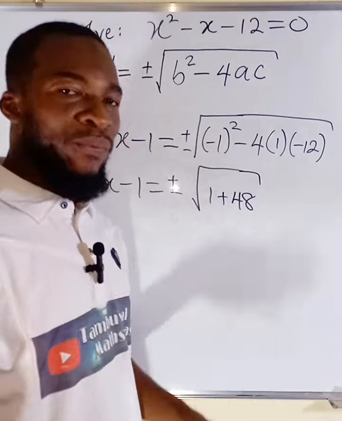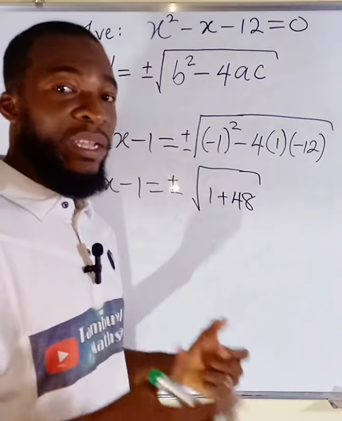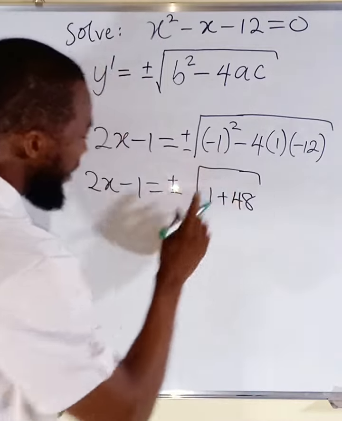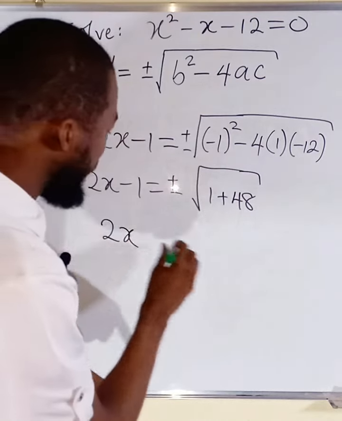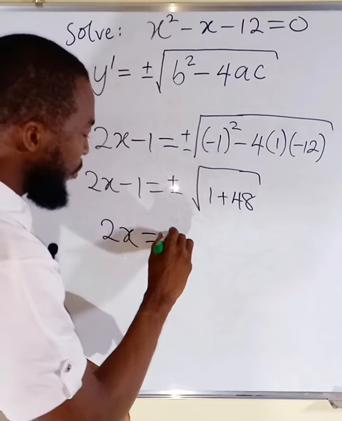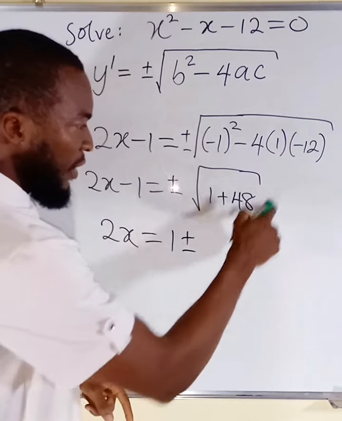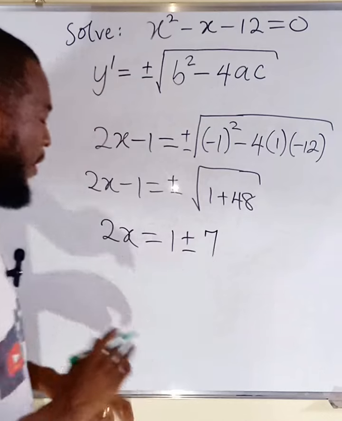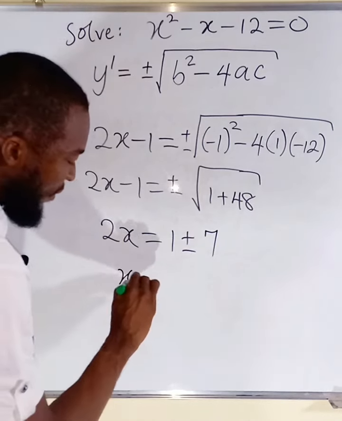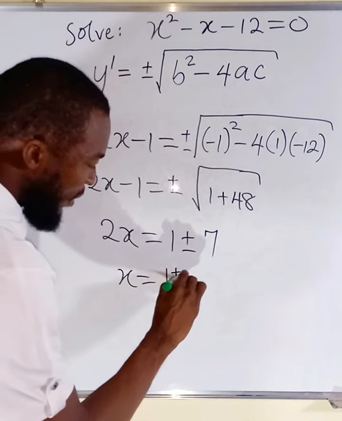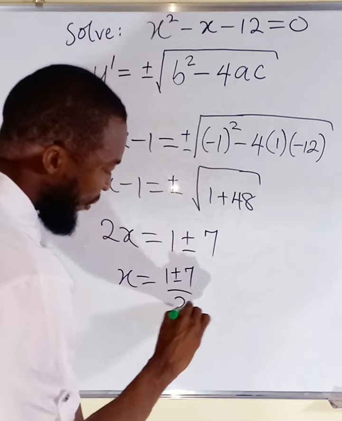1 plus 48 is 49, and the square root of 49 is 7. So everything here is 7. We have 2x, let me take this negative one to the right hand side. It is going to become positive 1, then plus or minus, this is already 7. So from here we can divide both sides by 2. Finally, x is equal to 1 plus or minus 7 divided by 2.